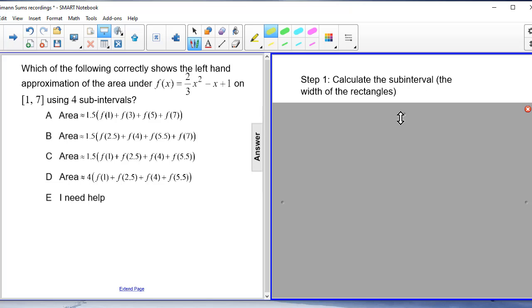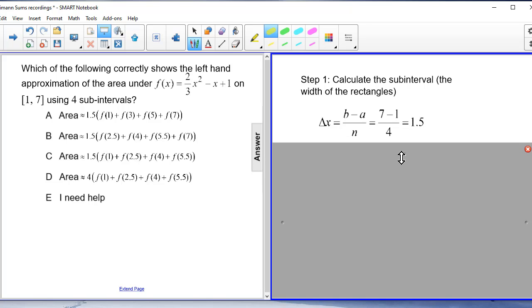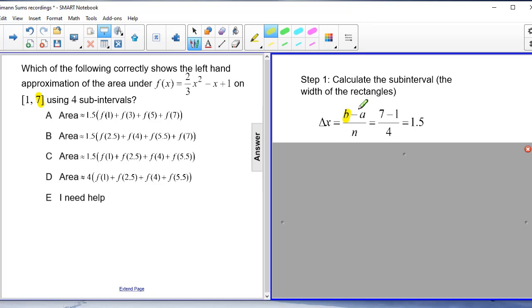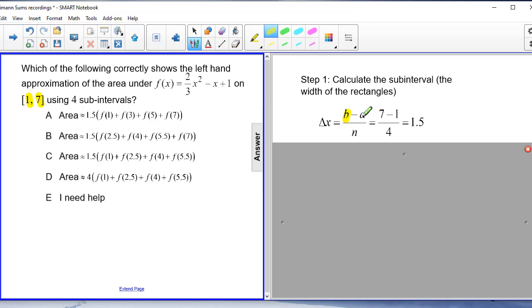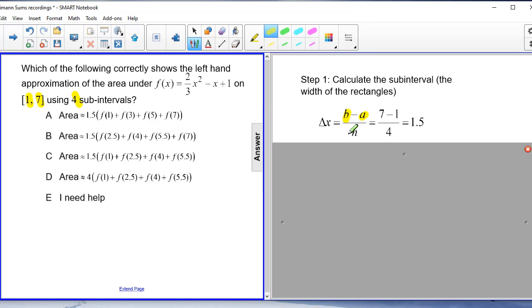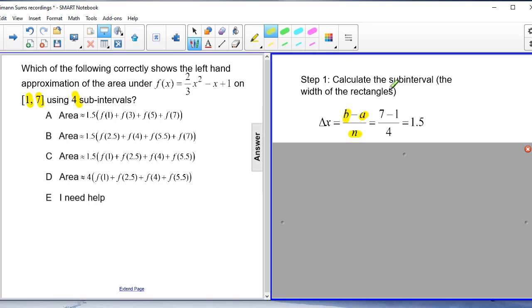Step 1 will be to calculate the subinterval, or another way to put it, the width of each rectangle underneath the curve. To do that, we're going to use b minus a divided by n. Our value of b is 7, it's going to go there. We're going to replace a with 1, it's going to go there. And the 4 subintervals will go down here for n. After we complete the arithmetic, we find our delta x is 1.5.